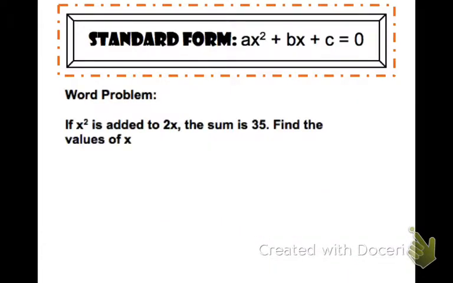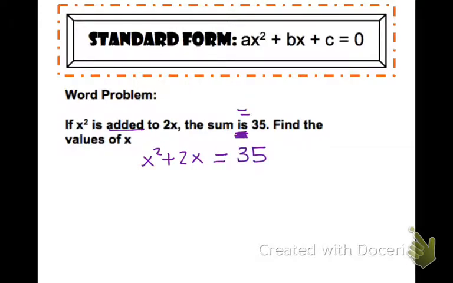All right, we have a word problem here. So let's say if x squared is added to 2x, the sum is 35. Find the values of x. So we're going to go ahead and start off by writing the quadratic ourselves. So we're saying if x squared is added to 2x, so we're adding x squared and 2x. The sum is, again, the word is, or my answer is, meaning equals, the word is represents equals 35.